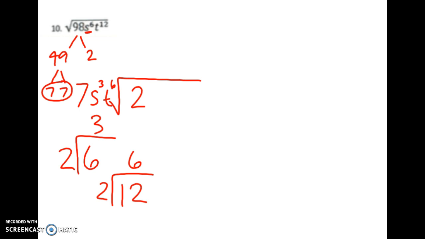But remember, we have an even index here, so we have to look at absolute values. We only do that when the power is odd. So since s cubed is the one with the odd power, that's the one that gets absolute values. A little crowded here, but this is your final answer.